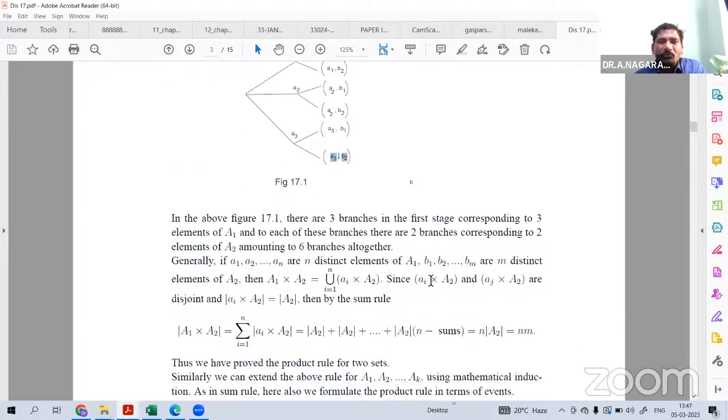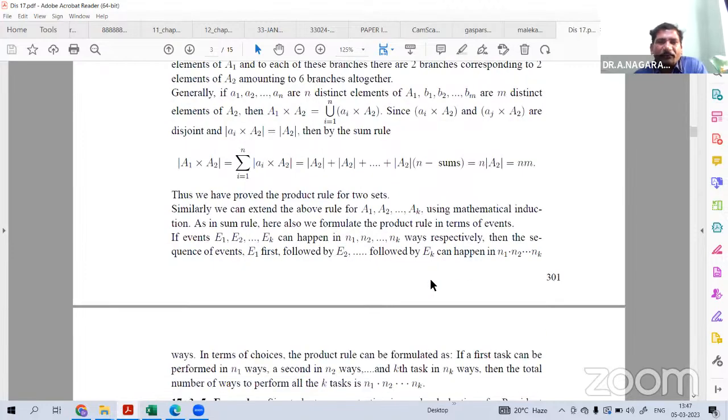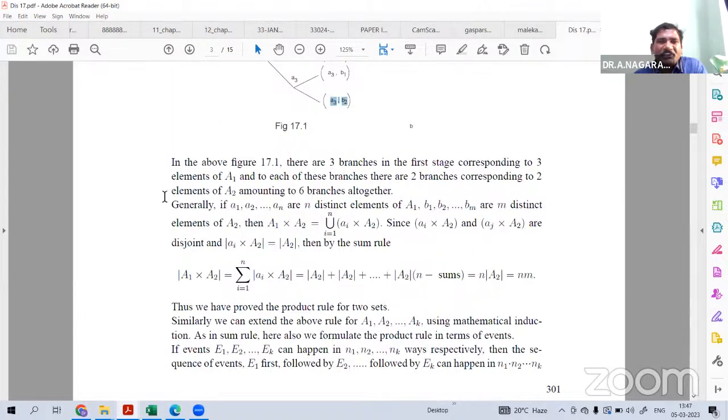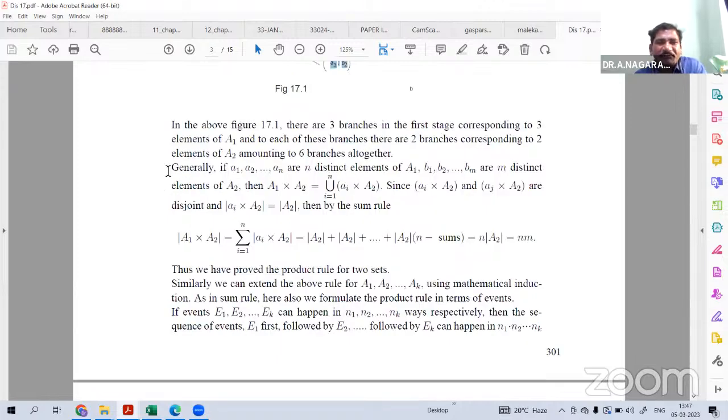In this product rule, from the explanation point of view, directly we can take a generalization. A1, A2, and so on, AN are the n distinct elements from A1, and B1, B2, and so on, BM are the M distinct elements from A2. Now I want to take A1 cross A2 equal to the union of i equal to 1 to n of Ai cross A2, since Ai cross A2 and Aj cross A2 are disjoint, and |Ai cross A2| equal to |A2|.